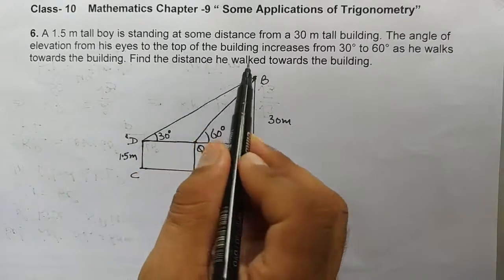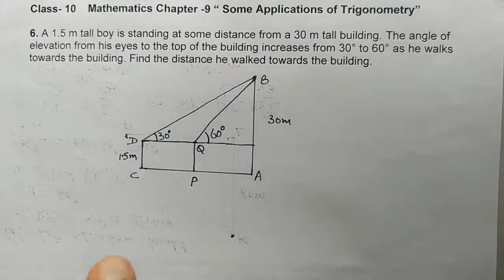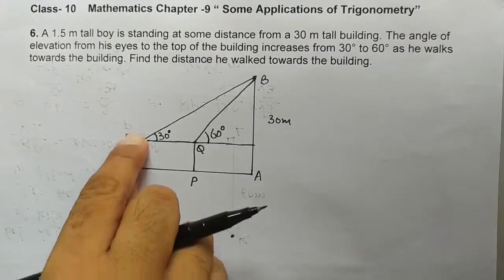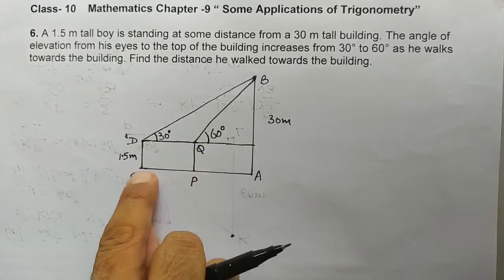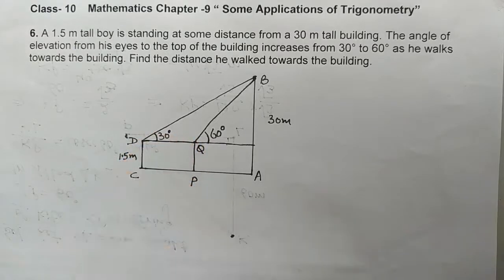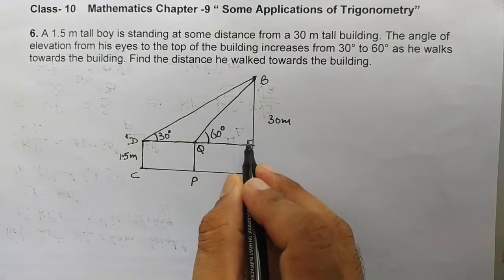Now what is asked in the question? Find the distance he walked towards the building. So what distance has he walked towards the building? That you can say CP, because he was earlier at position CD, now it is PQ. So CP distance he has traveled, or you can say DQ distance. So we can find out the DQ distance that is walked by the boy towards the building. So I tell you how we will find out this DQ distance.